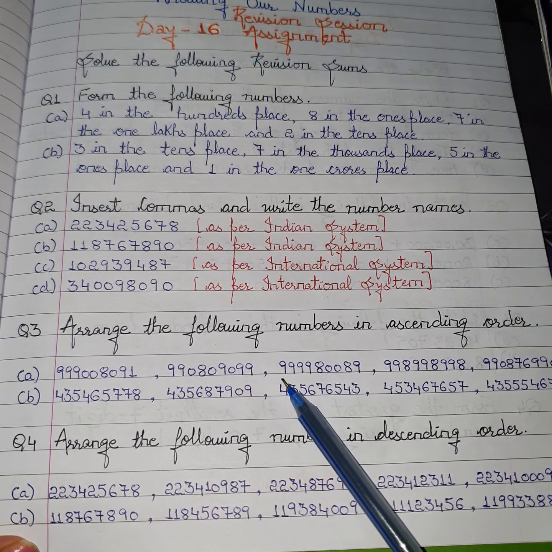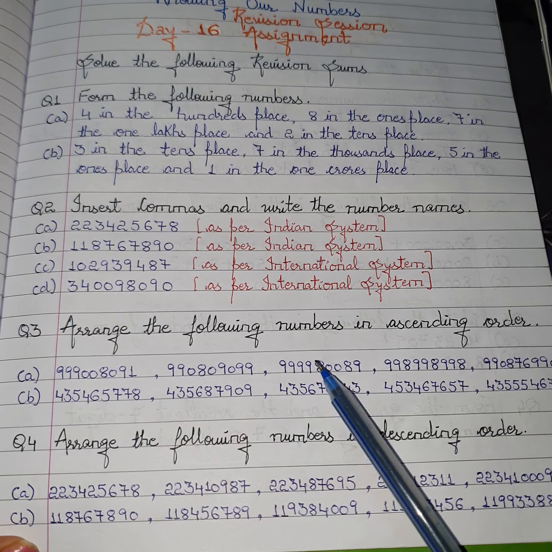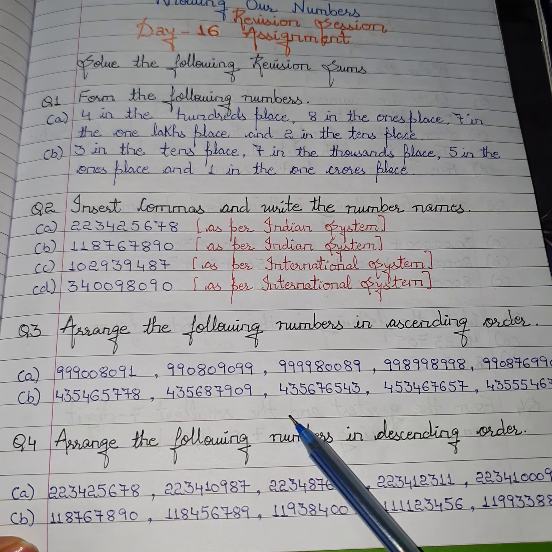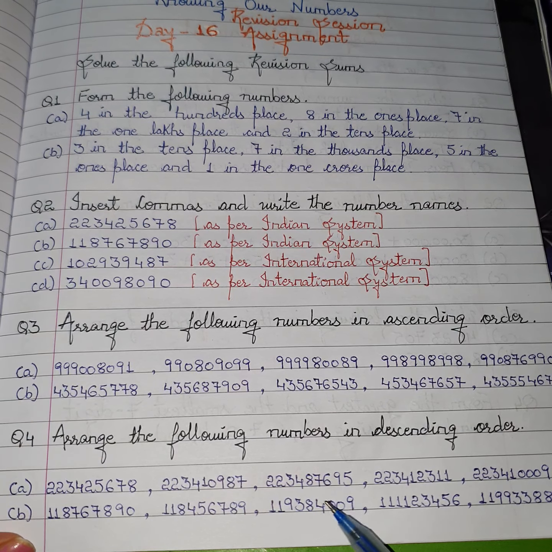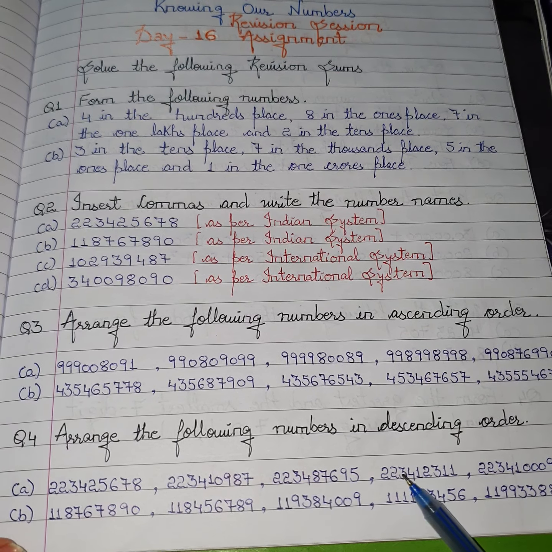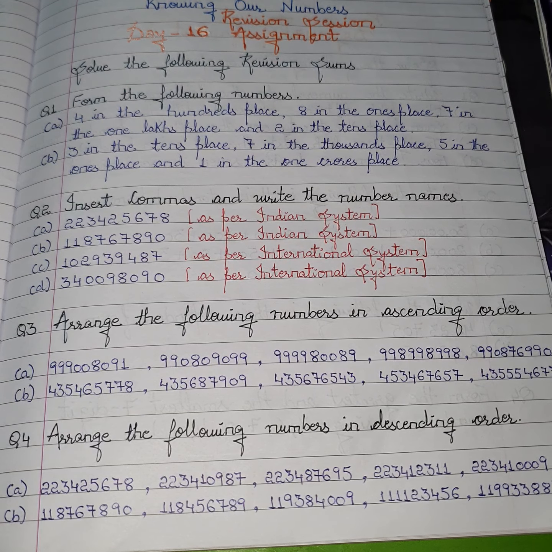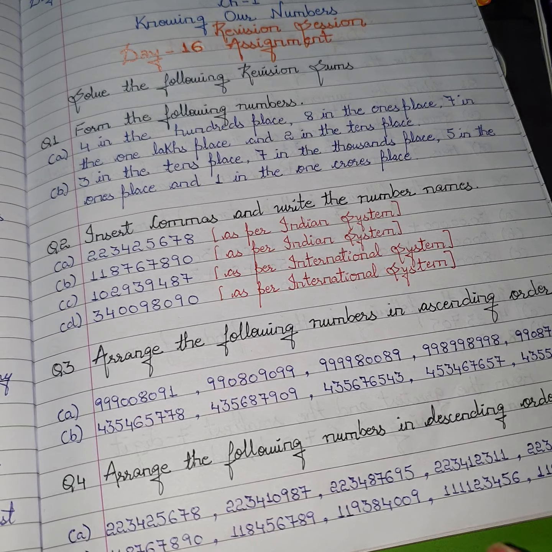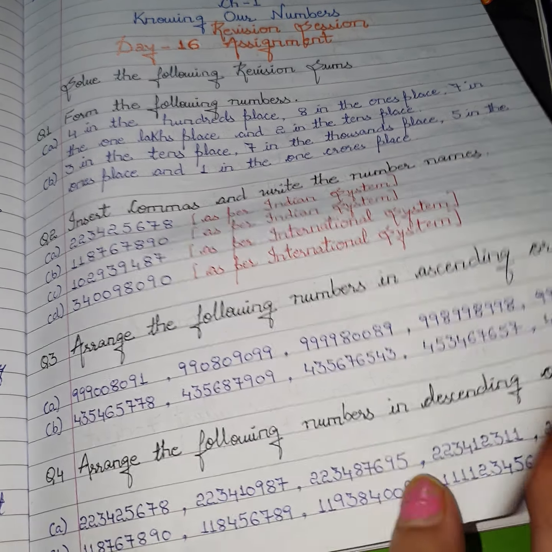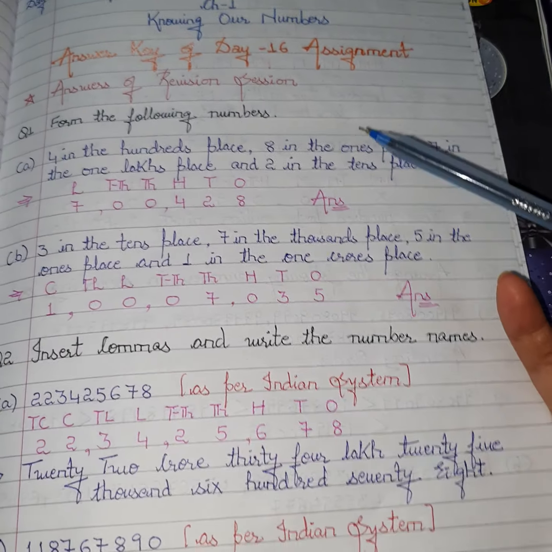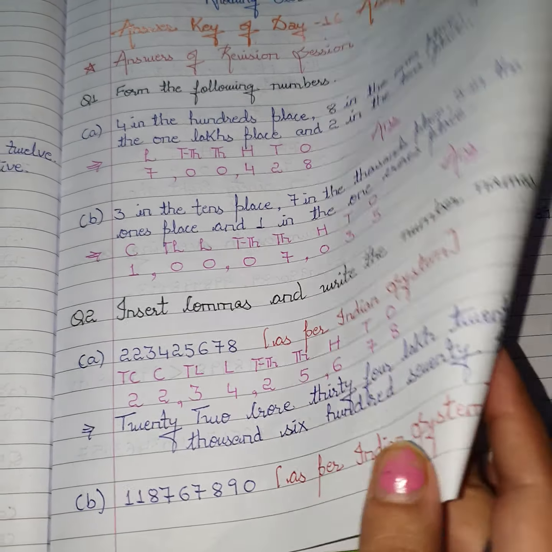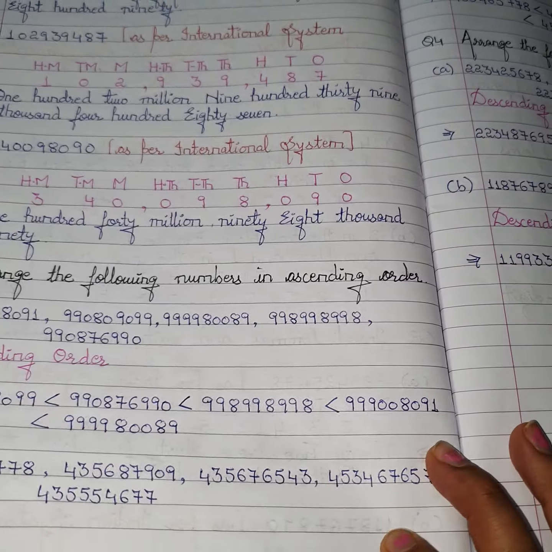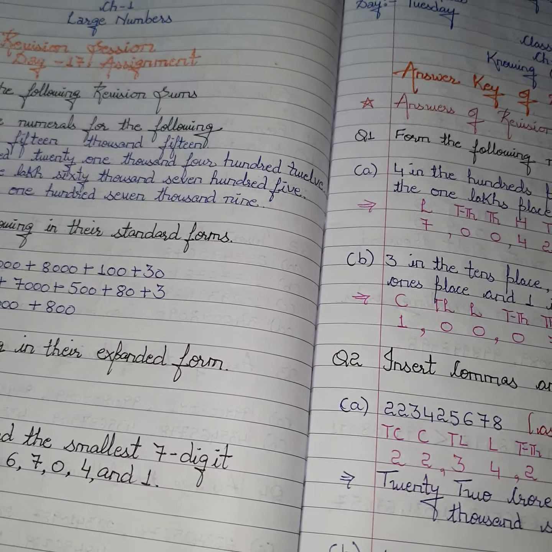Then in question number 3, I gave you 2 parts to arrange the numbers in ascending order, and then in the last question I gave you again 2 parts to arrange the numbers in descending order. I hope you all have done these questions correctly. So today is the day to check your answers. I have sent this PDF to you. You can check your solution from the PDF. Along with it, I am explaining these questions to you right now.